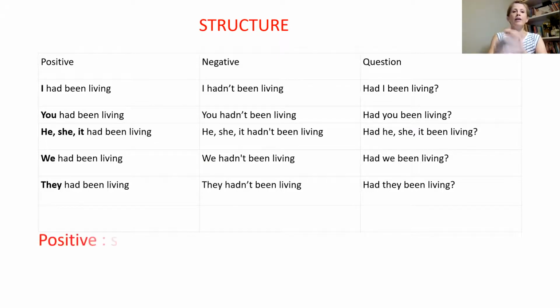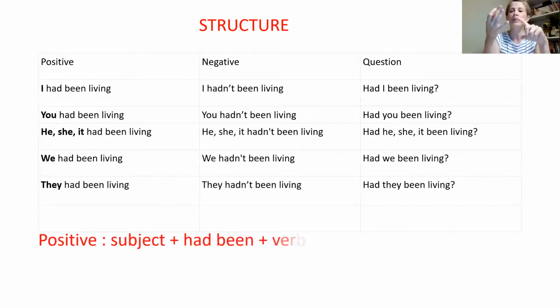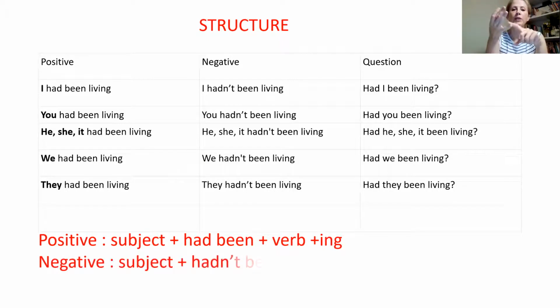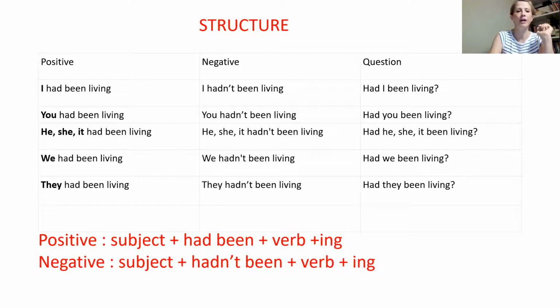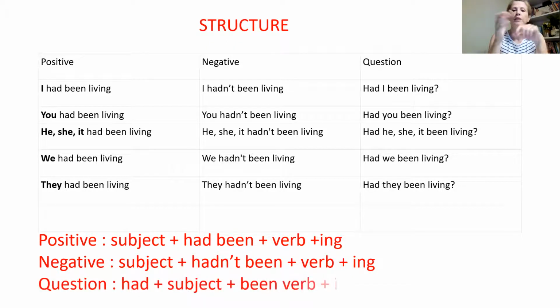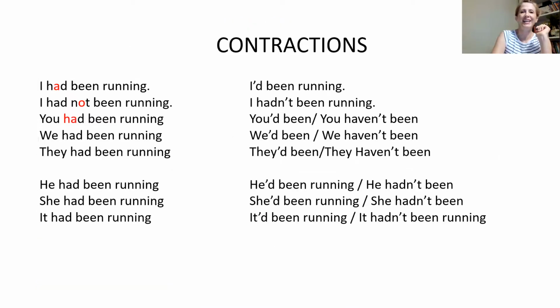So we can say for the positive form, we use the subject plus had been plus verb plus ing. For the negative form, we use the subject plus hadn't been plus verb plus ing. And for the question form, we use had plus subject plus been plus verb plus ing.